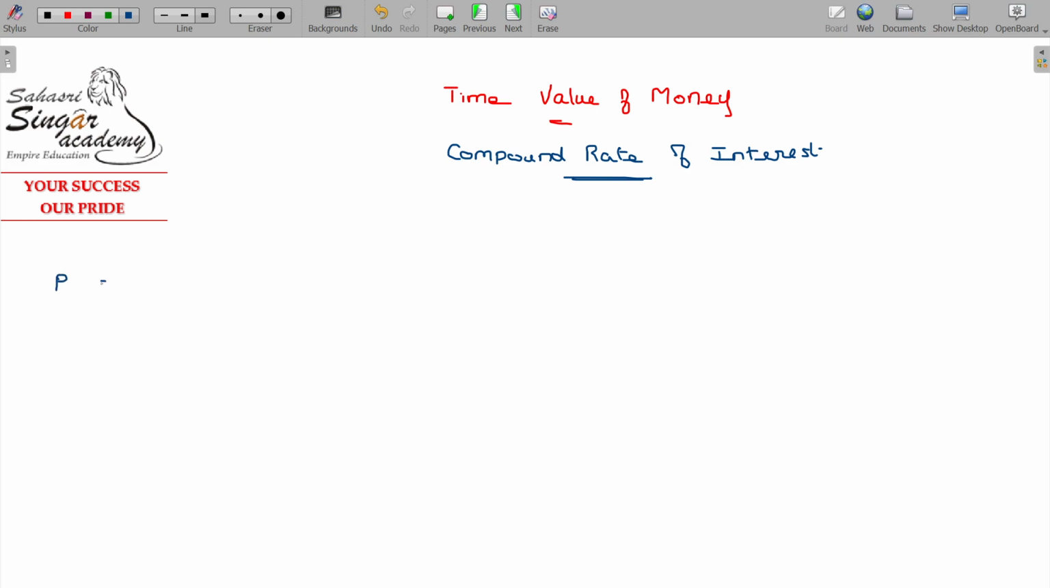Principal amount is equal to 1000, applicable rate of interest being 10%, but I am going to use only the decimal form, that means 0.1, and period being 4 years. Now the question is, what is the sum value? And what is the interest amount also? இது ரெண்டு கண்டுபிடிக்கணும். Clear?